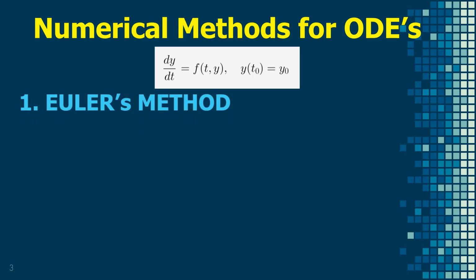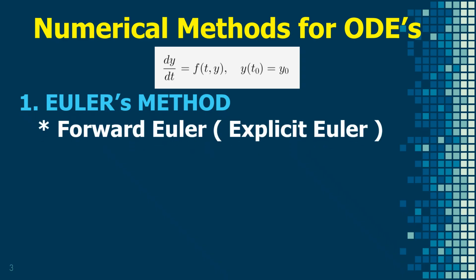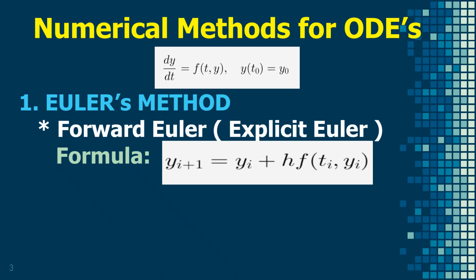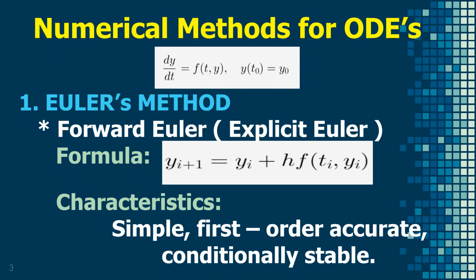So the first one is what we call Euler's method. Euler's method is also known as the forward Euler or explicit Euler. So the formula to use for Euler's method or the forward Euler is that given formula. And the characteristics of that method is, first, it is simple, it's first order accurate, and conditionally stable.